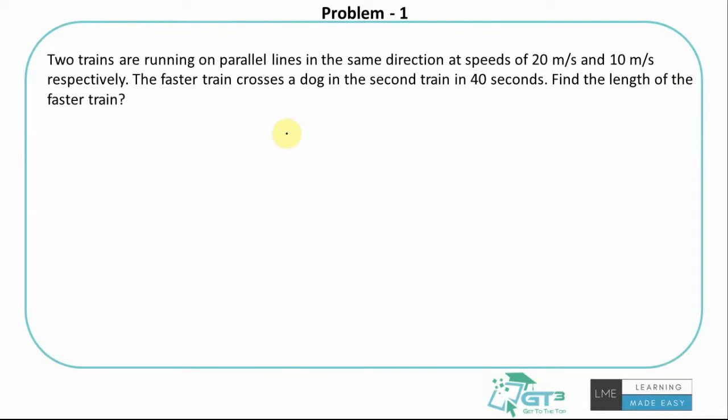So there are two trains running on parallel lines in the same direction. So this is like I have two objects with considerable length and both of them also move at some speed. So I have speed A and length A, I have speed B and length B.